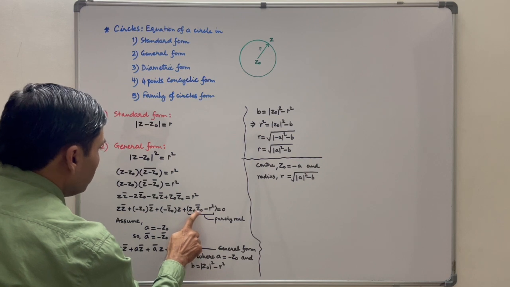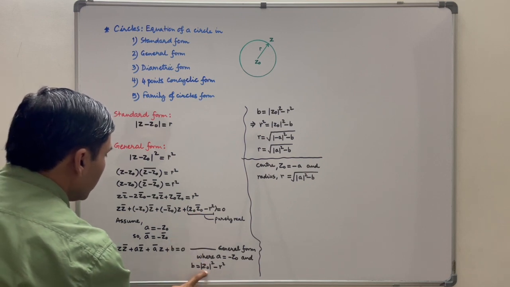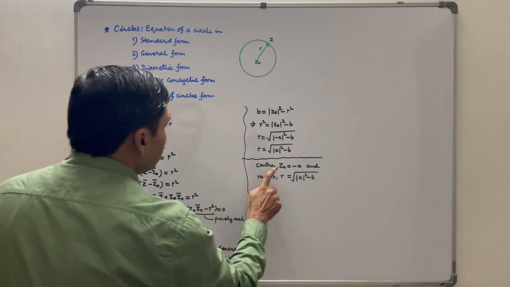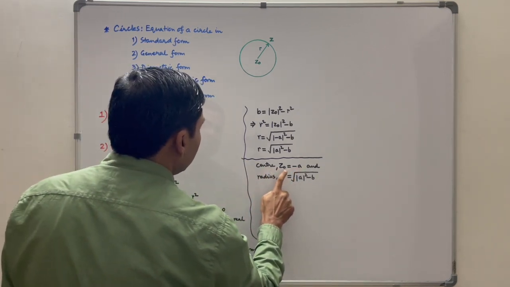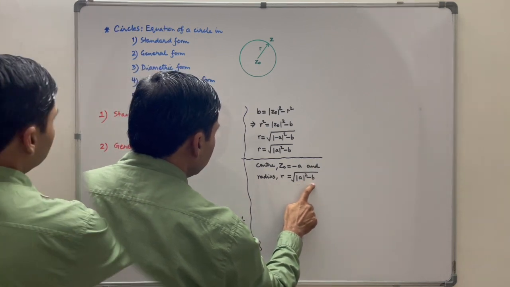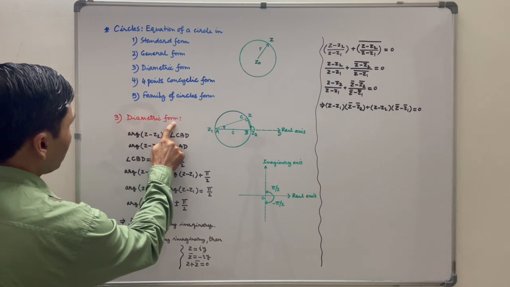Z0 Z0 bar can be written as mod Z0 square. So the general form of the circle is this, with center Z0 is equal to minus A and radius R is equal to under root mod A square minus B. Third one is diametric form.